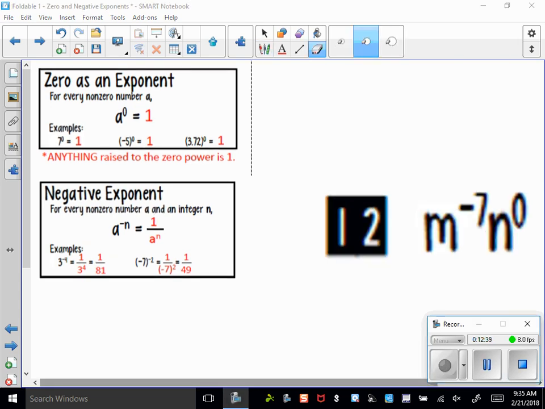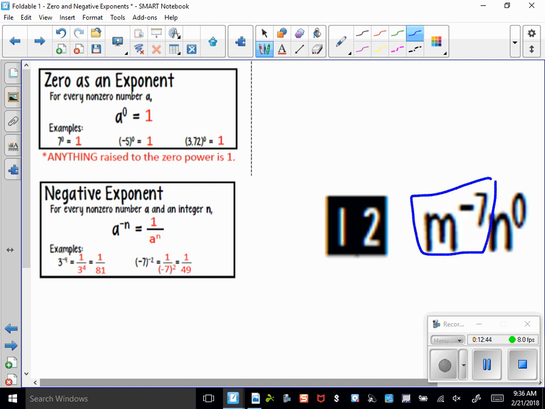Same type of setup. You're only going to bother with this. Okay, because we already know n to the 0 power is 1. We're going to move the m to the -7 into the denominator, so that will become +7. Are we okay with that one?